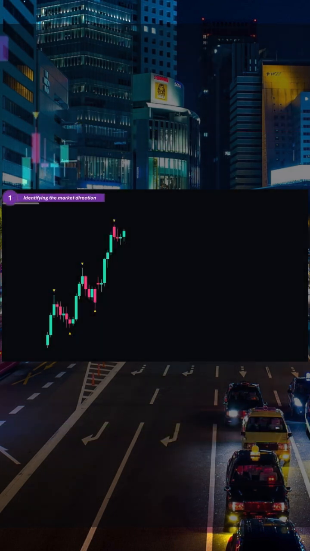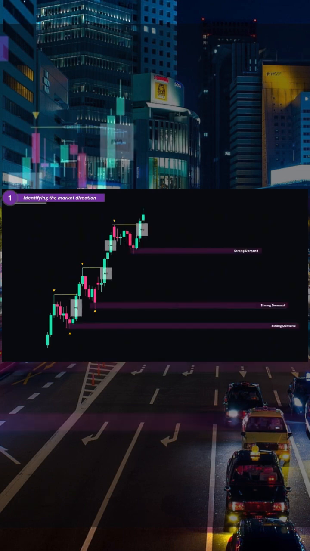Here we have a series of higher highs and higher lows, showing that demand is in control. The market sentiment is bullish, so the price is more likely to continue pushing higher. The direction will remain bullish, and we will only look for long opportunities as long as the price stays above the recent demand zone. So let's see what will happen.